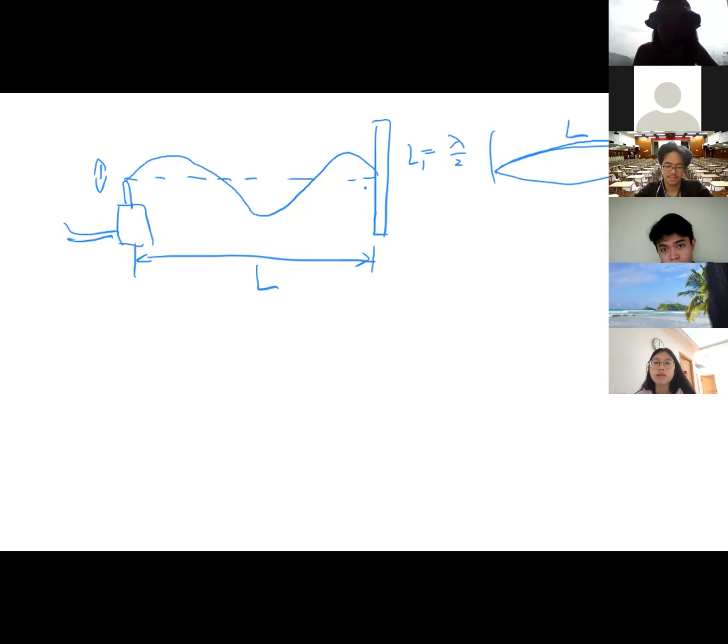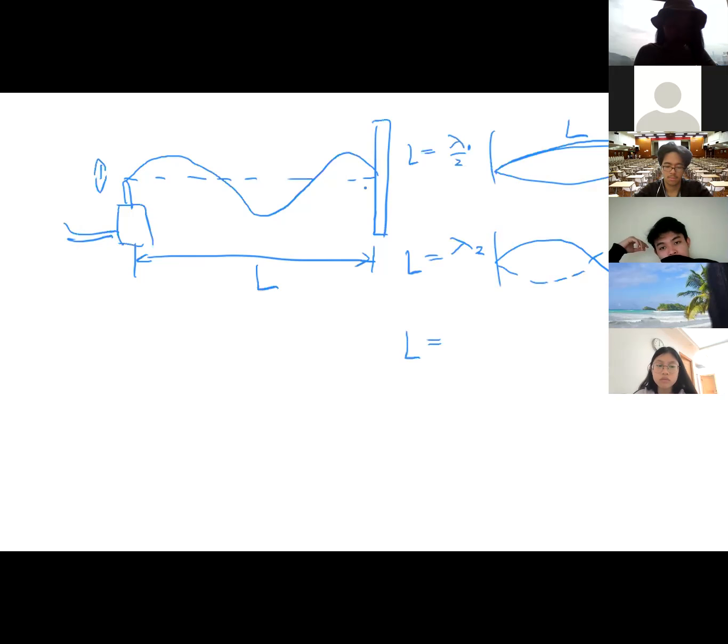Oh, I wrote L1. Sorry, I mean lambda 1. The second possibility is like this. So in that case, L is equal to lambda. It is exactly equal to 1 lambda. And the third one is like this. So how many lambdas are there? It's 1.5 lambda, right? I can call that 3 lambda over 2. 1.5 is equal to 3 over 2, etc.